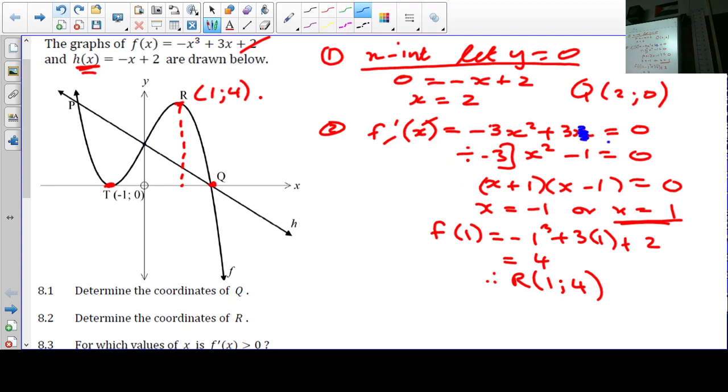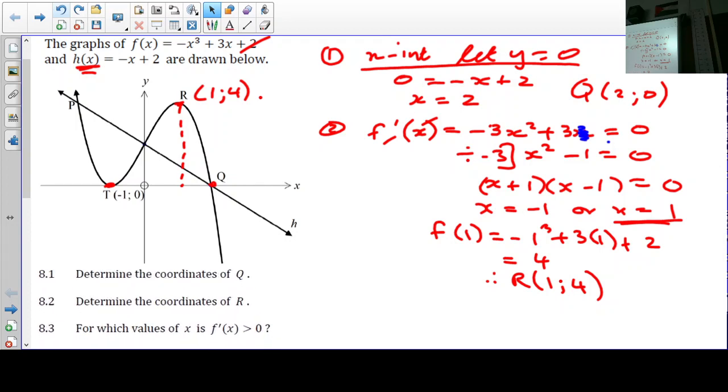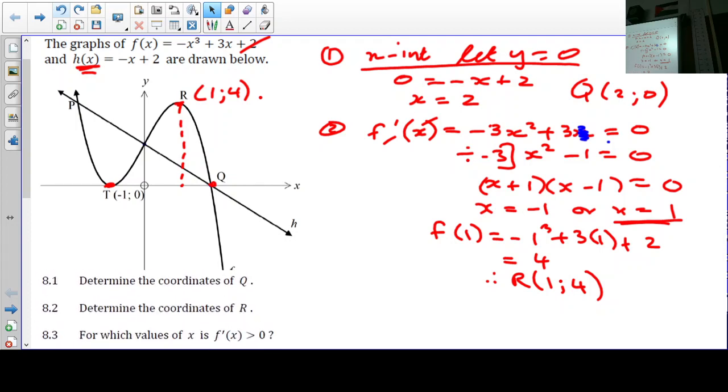Then in question 8.3, for which values of x is f prime of x greater than 0? If you're looking at f prime of x, where is f prime of x greater than 0? What does that mean to us? Okay, let's just take this out. Take this off.